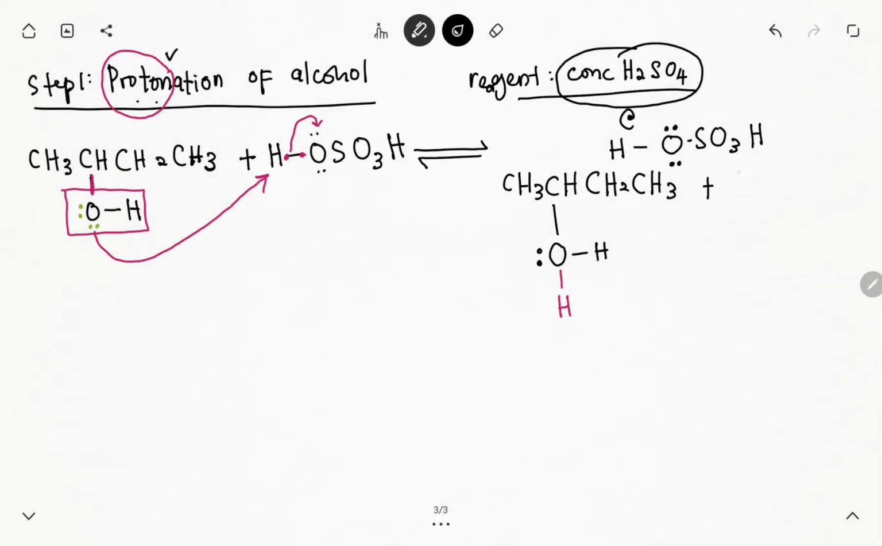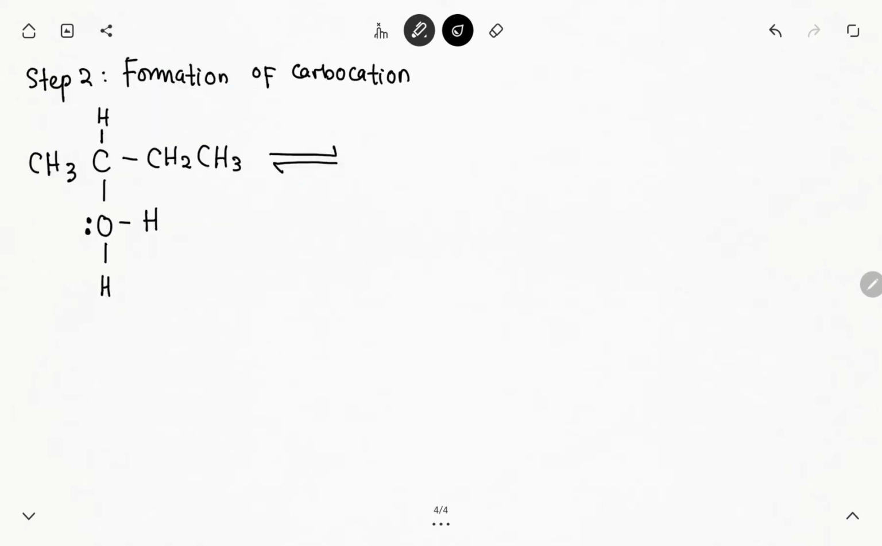What happened to the sulfuric acid? It forms O. The lone pairs originally were two, so it becomes three, and then SO3H. We calculate the formal charge for oxygen, 6 minus 7, so the overall charge is -1.